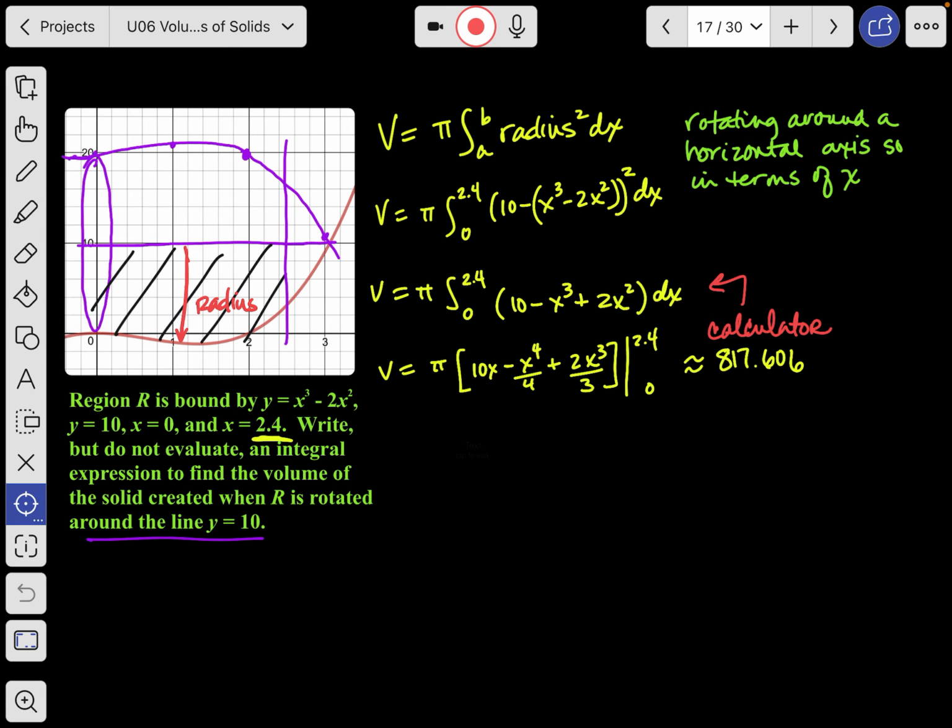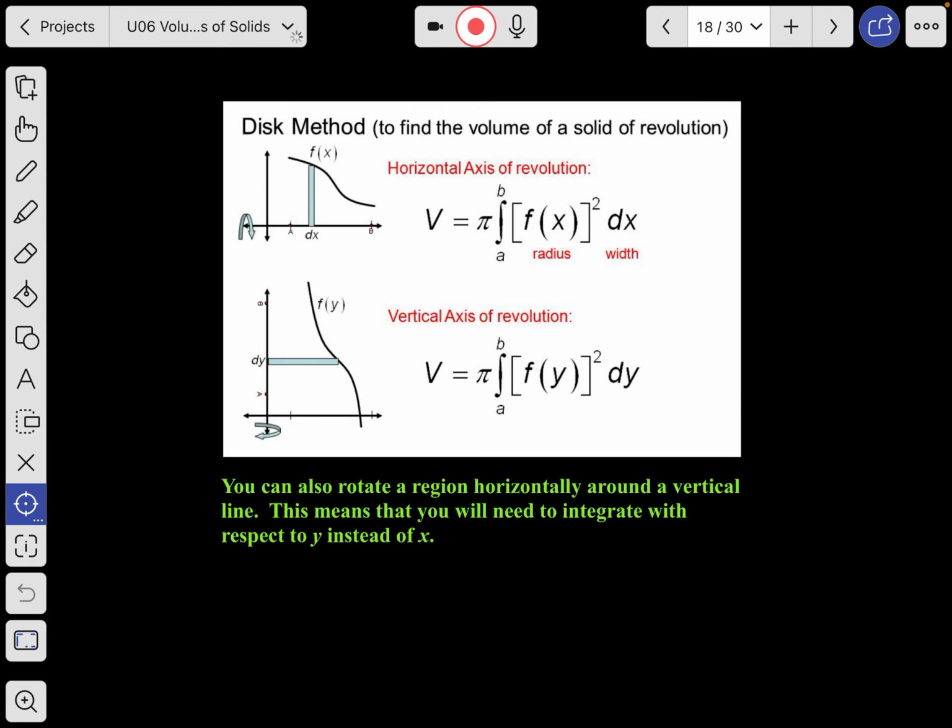All right, and here it is again. When I worked it out previously, I found my radius down here. You'll get the same answer if you take 10 as your top function minus this, my bottom function. You'll get the same answer.